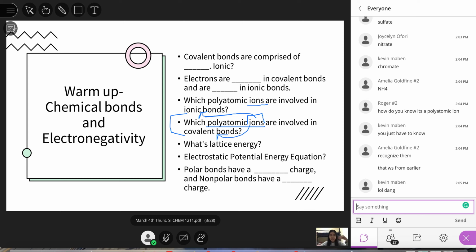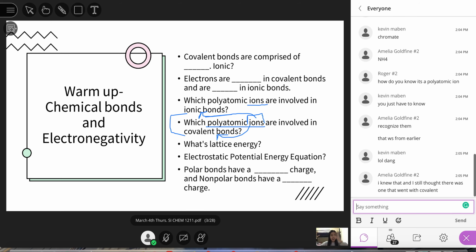That's why when I said, are you sure? Are you sure? Because every time I ask trick questions, kids always think there's a correct answer, and there isn't. It literally doesn't exist. It's not real. I just want to see what you guys know. But polyatomic ions are ionic. That's why it says ions.